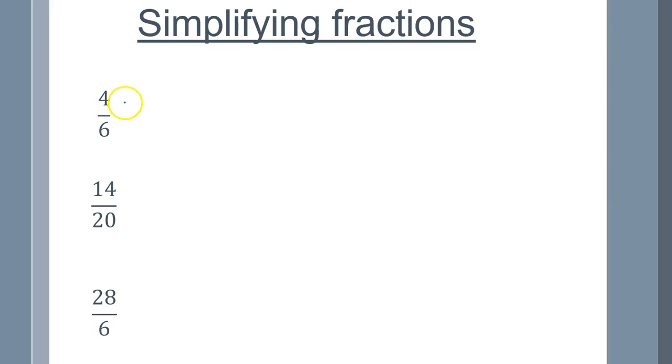So the first thing I do when I look at a fraction, when I'm simplifying, is I try and find the highest common factor. So the highest common factor is a number that they both divide by, and I try and go for the biggest one. And so here, for 4, some of the factors of 4 would be 1, 2, and 4. And the factors of 6 would be 1, 2, 3, and 6. So we're looking for factors that they have in common, and they both divide by 2. Okay, so what I'm going to do is I'm going to divide the numerator and the denominator by 2.